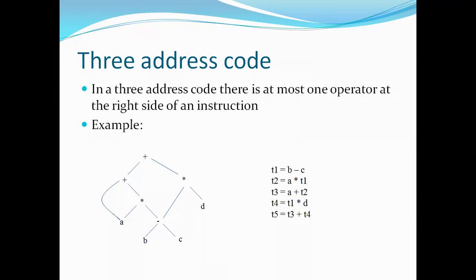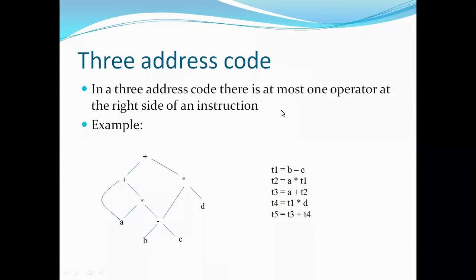And here, T1, T2, T3, T4 and T5 are temporary names generated by the compilers. That means at most three addresses are allowed, that is two for operands and one for the result. And this representation is called a three address code representation. Is it clear now what the name of this representation is? A three address code representation.